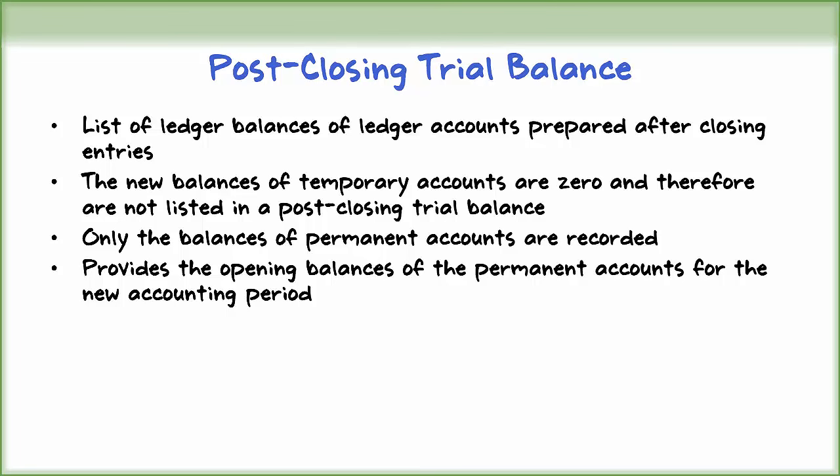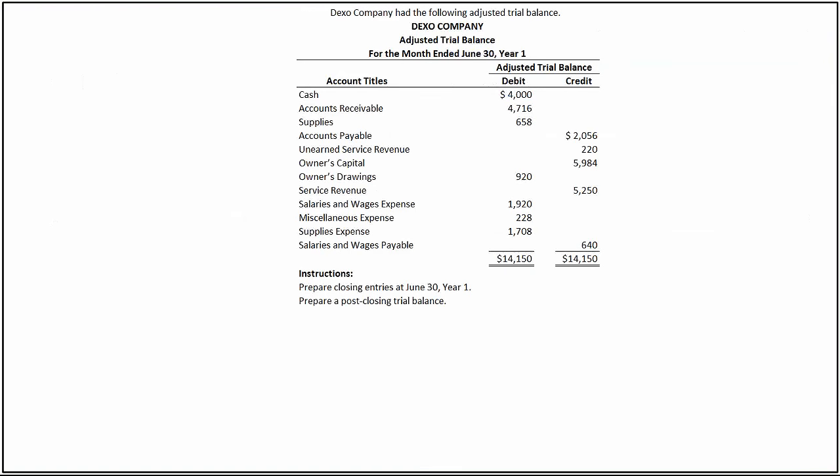Let's look at an illustration to see how we prepare closing entries and a post-closing trial balance. The adjusted trial balance of Dexo Company is provided for the month ended June 30th, year 1. We are required to prepare the necessary closing entries at June 30th, year 1 and a post-closing trial balance.